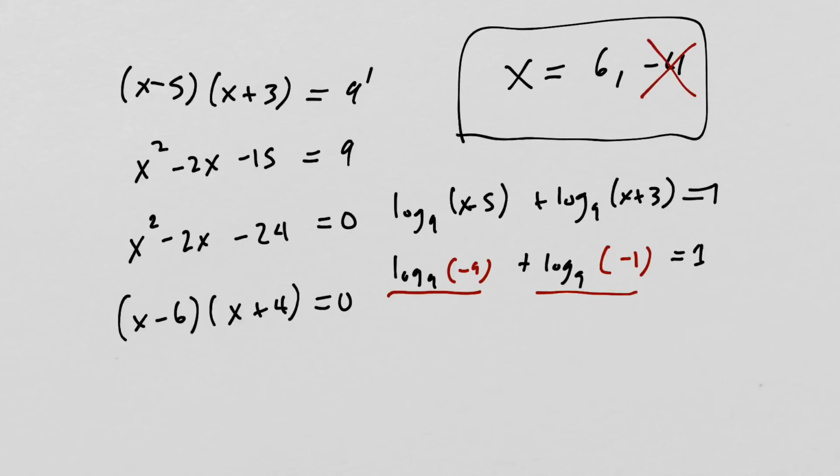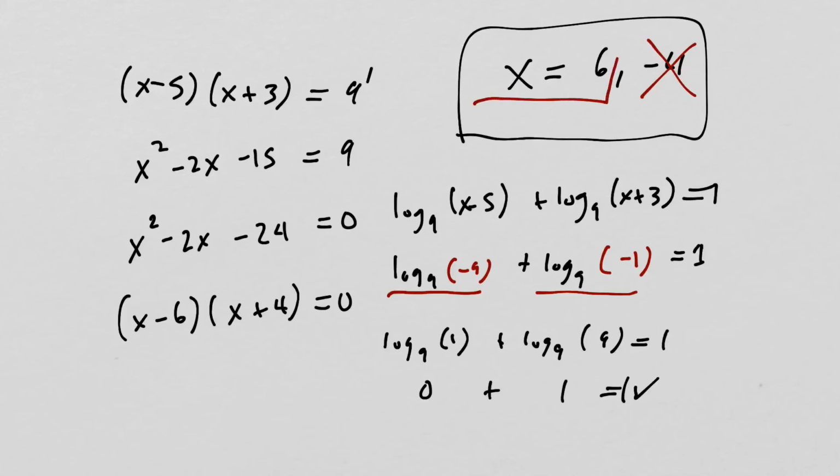Let's look at our other solution. This is going to be the log base 9 evaluated at 6, which is 1, plus the log base 9 of 6 plus 3, which is 9, and this is equal to 1. This term is 0, the other term is 1, which is equal to 1. So x is equal to 6 is the only solution to this equation.